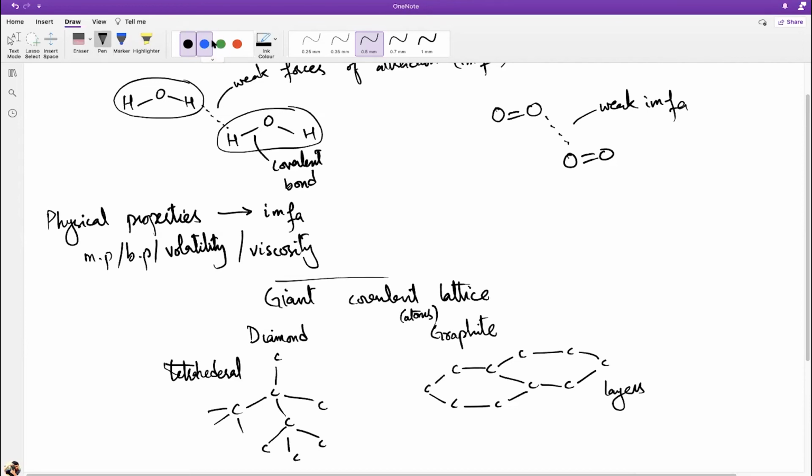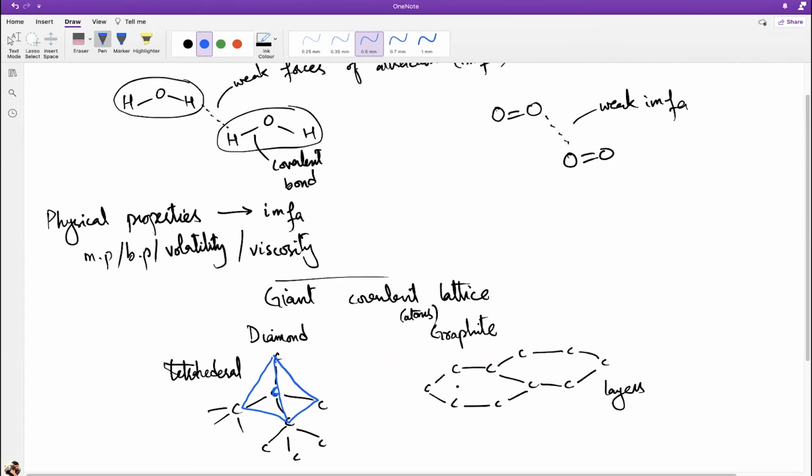How come there are four sides? Let's look at this over here. There are four carbons around the central atom. So if I join them, I am able to make this pyramid that has four sides to it. You can see that these are four sides. That is why it's called tetrahedral. And these are layers, which is why these are called layers of graphite.